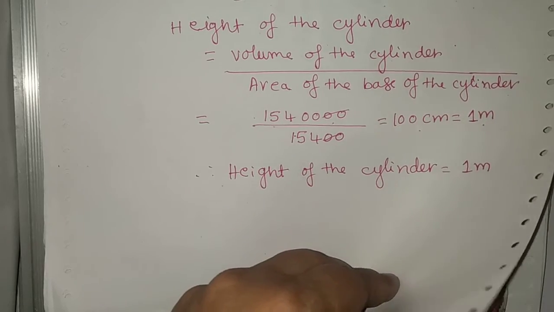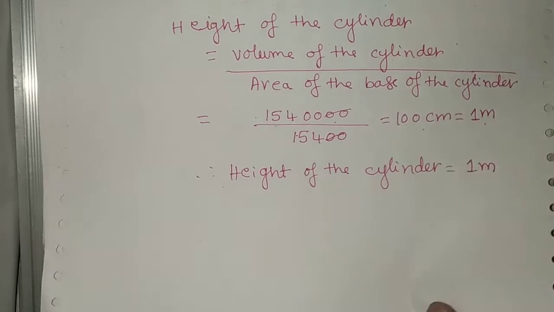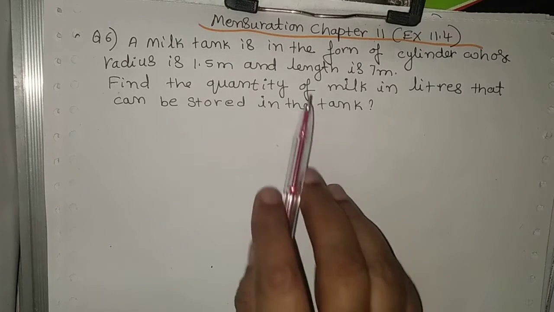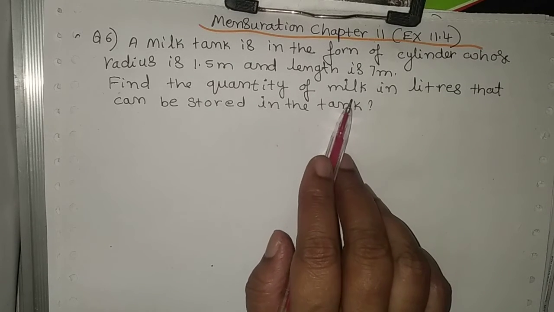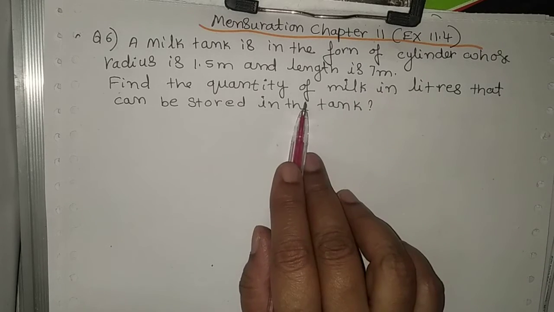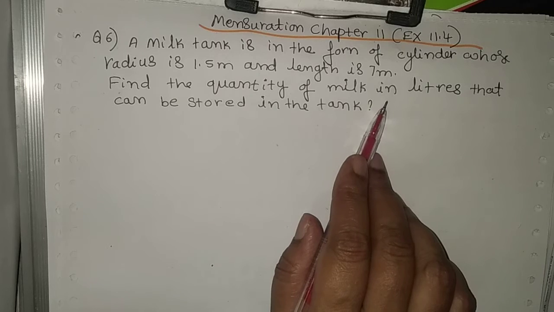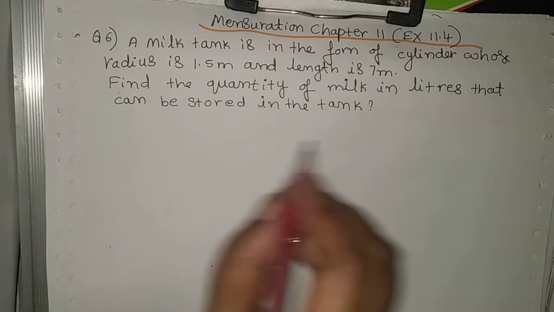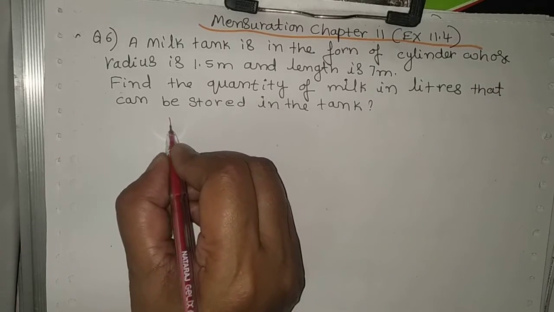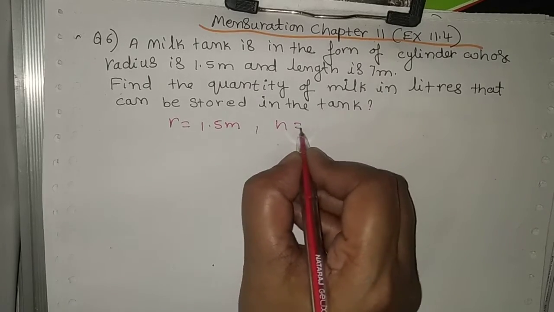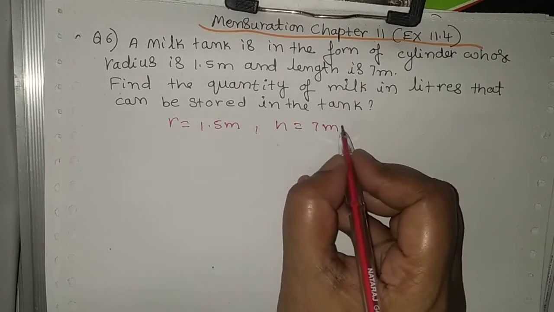We move on to the next, that is the sixth one. The problem given is: a milk tank is in the form of a cylinder whose radius is 1.5 meter and length is 7 meters. Find the quantity of milk in liters that can be stored in the tank. So a milk tank is in the form of a cylinder. We'll write down the data given. Data given is radius 1.5 meter, height of the cylinder is 7 meters.